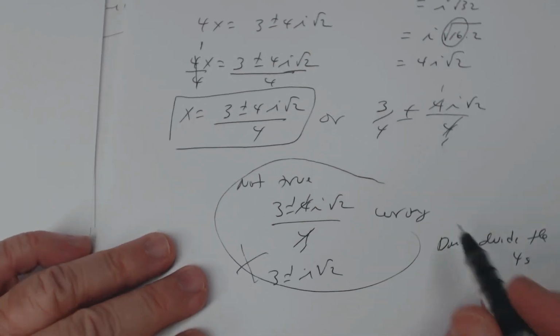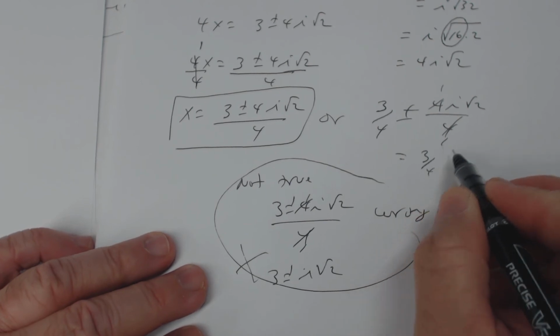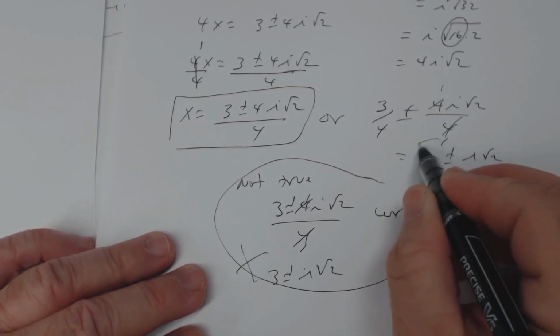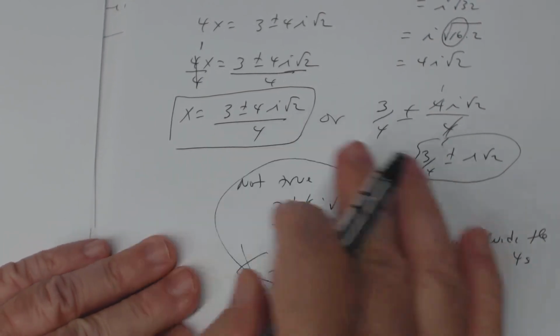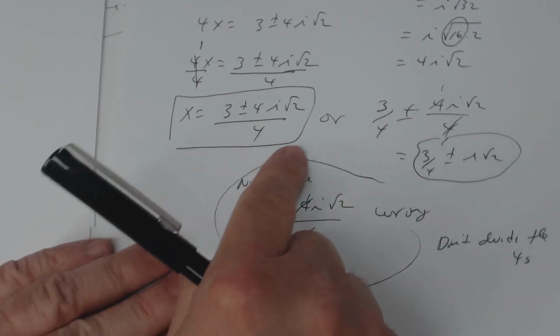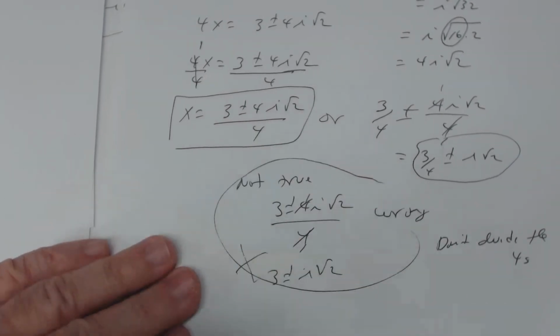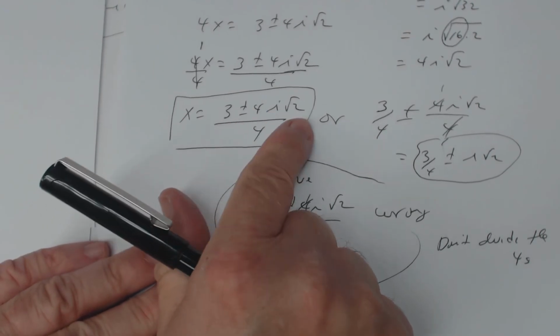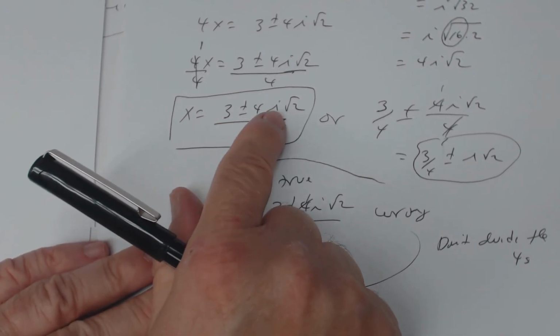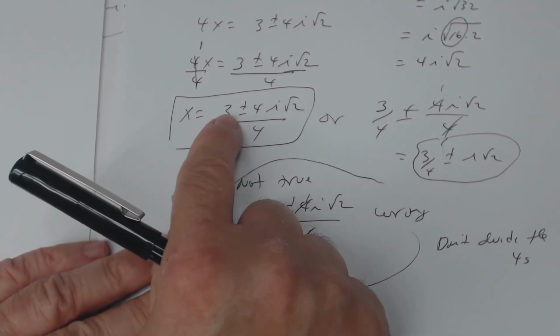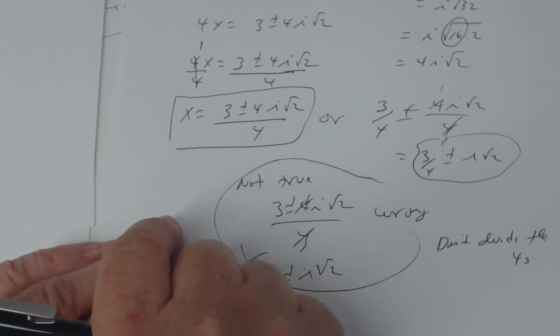So this becomes 3/4 plus or minus i square root of 2. All right, which is equivalent to this one. But just go ahead and leave it like this. Leave your answer like this. All right. Now notice that these are not like terms. See how this has an i and a square root of 2 and this does not? You can't combine them, so leave them alone.